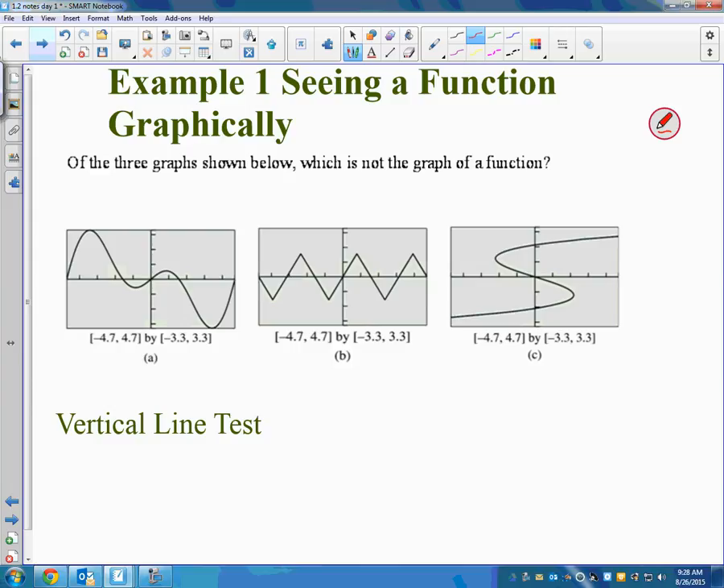Here is a question that says, of the three graphs shown below, which of these is not a function? And hopefully, maybe you feel really good about this. Which one of these is not a function? Because why? It doesn't pass the vertical line test. So who can tell me what that means? Like, what is the vertical line test if you had to explain it to someone? That's a tough question, right?